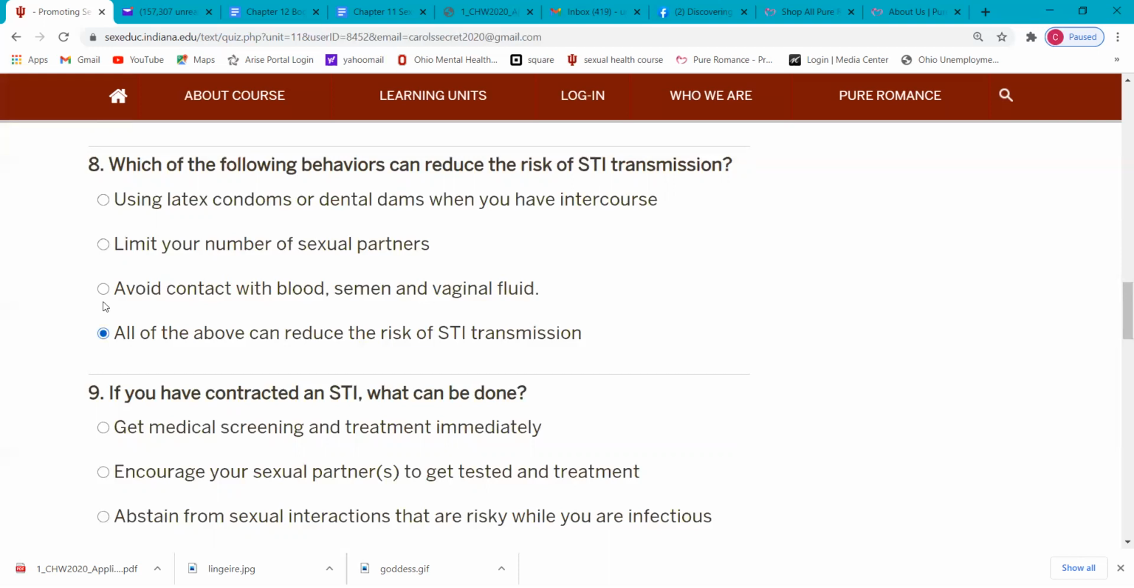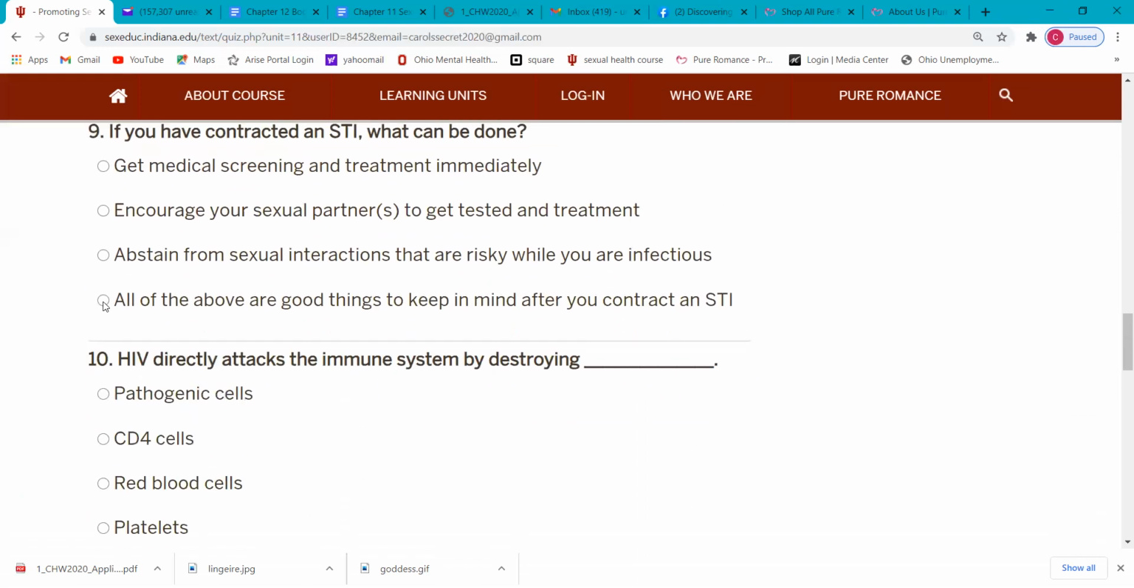That is all of the above. So using latex condoms or dental dams when you have intercourse, limiting your number of sexual partners, and avoiding contact with blood, semen, and vaginal fluid can all reduce the risk of STI transmission.